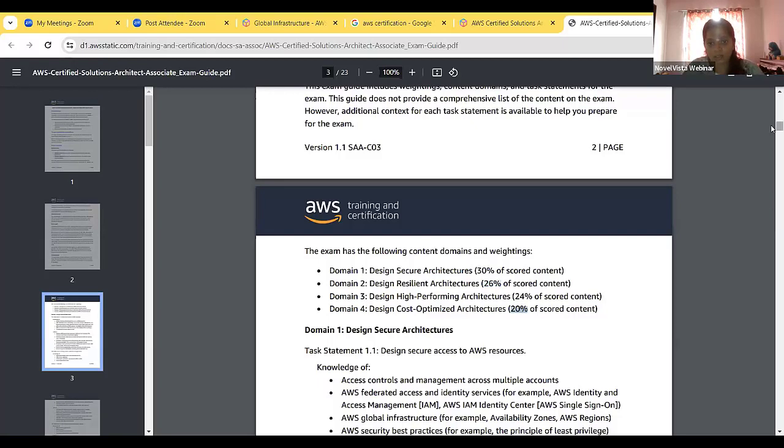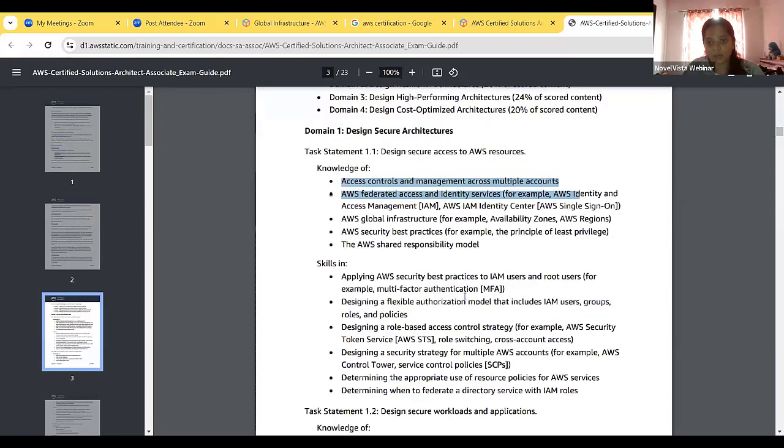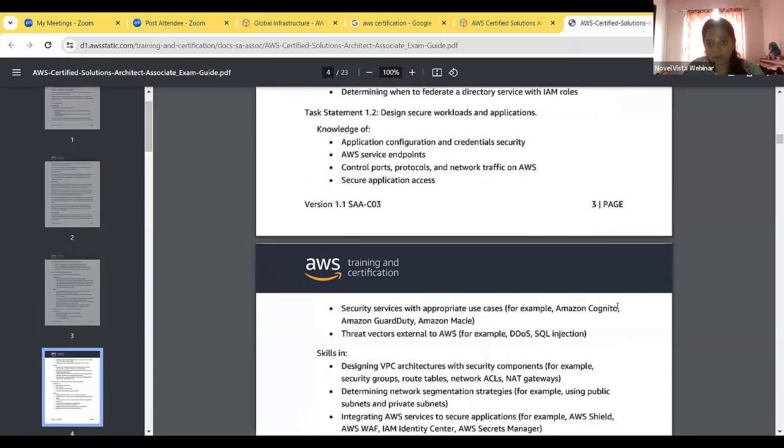In these domains, there will be services like the IAM service, then single sign-on and how we can provision identities. You need detailed knowledge of each and every service, like the STS service: what is STS? Then what is Amazon Cognito? These should be in domain 1.